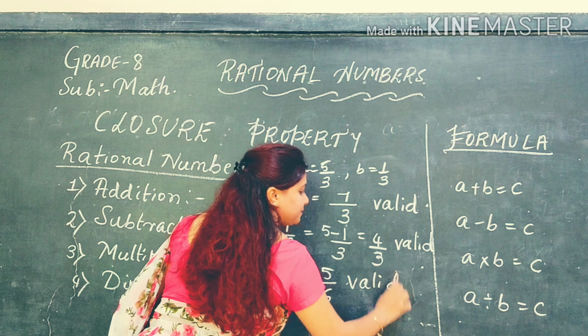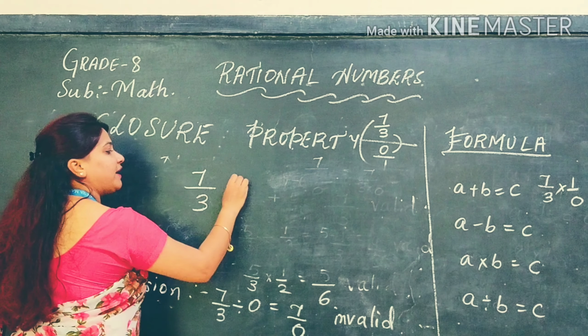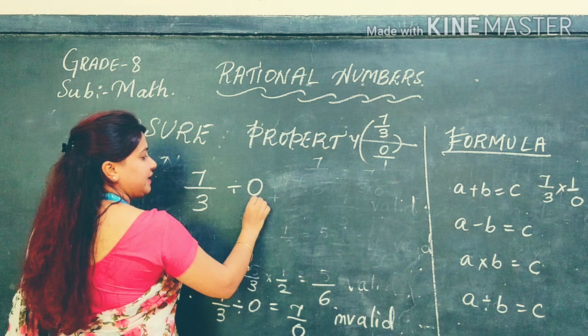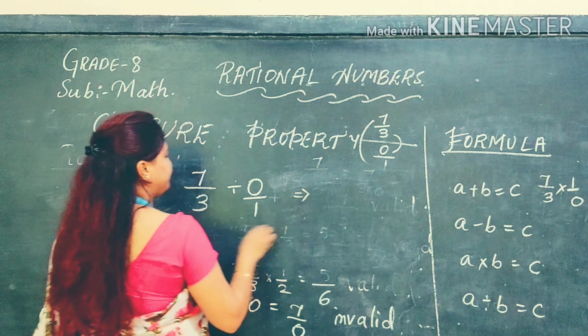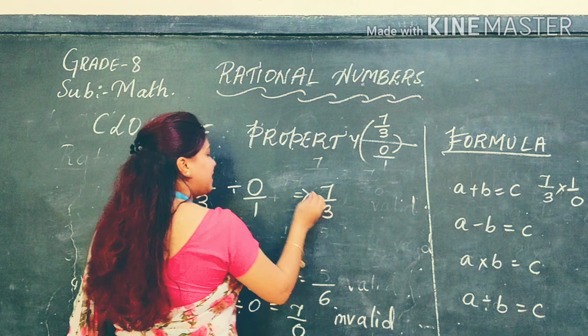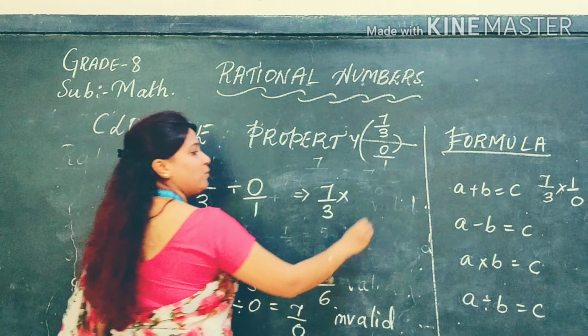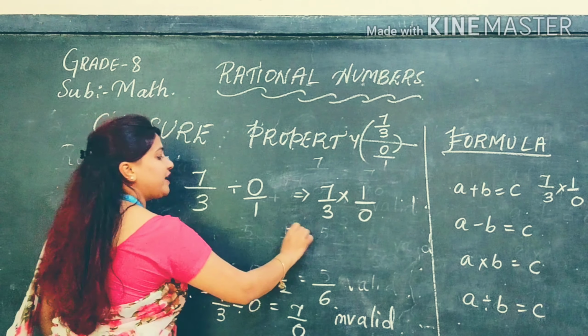Now, if I am dividing 7 by 3 divided by 0, what will happen is 7 by 3 is divided by 0 by 1, this is correct. So it will become 7 by 3. Division will become multiplication, correct? And 0 by 1 will become what? 1 by 0.